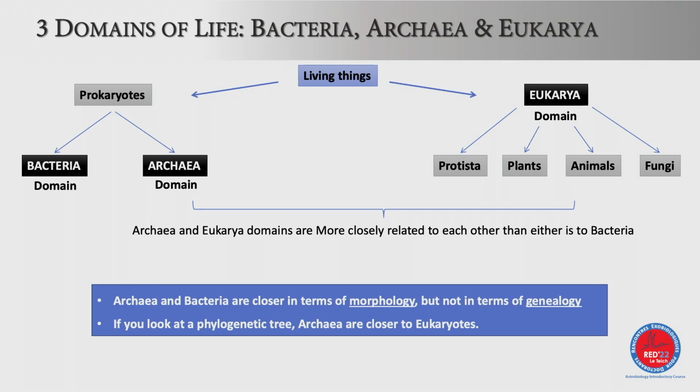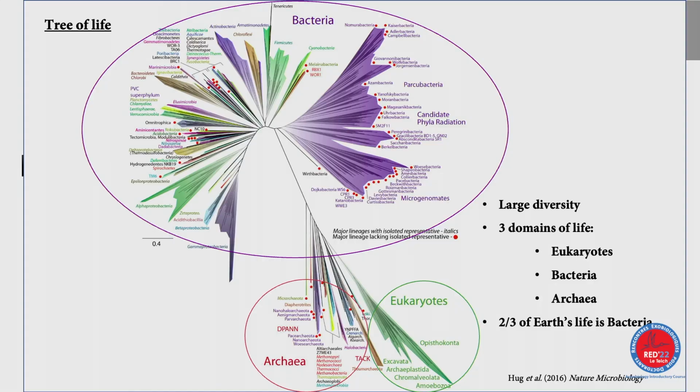And that's what we see on a phylogenetic tree. Like here, that's the tree of life. Here you see all the diversity of bacteria. And down there, eukaryotes and archaea, which are closely related compared to bacteria. What is interesting here is that bacteria are a large diversity, and it's two thirds of life on Earth.